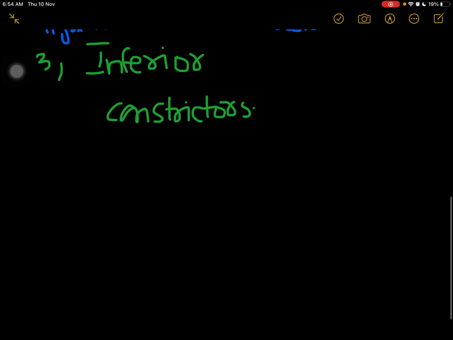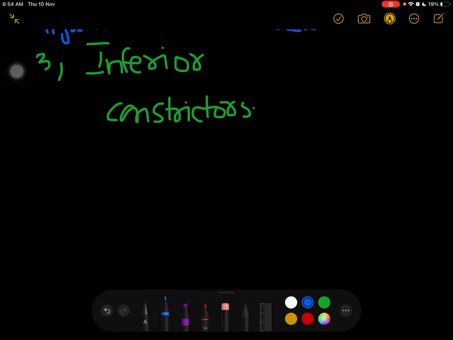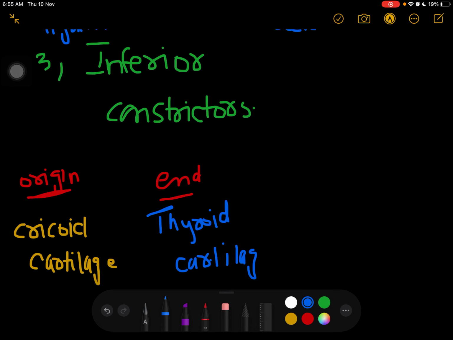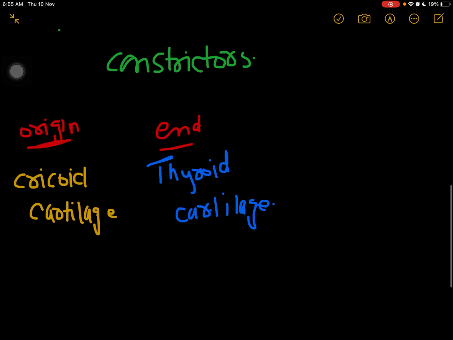Then we are having the inferior constrictor, right? This constrictor originates from the cricoid cartilage, and the ending point is the thyroid cartilage. So the origin point is the cricoid cartilage and the ending point is the thyroid cartilage.